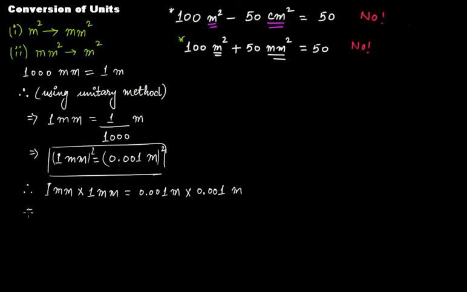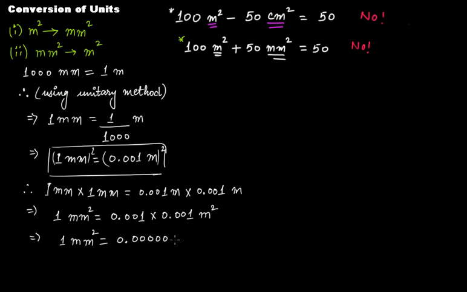This gives you 1 millimeter square is equal to 0.001 times 0.001 meter square, because this is meter, this becomes meter square. This gives you 1 millimeter square is equal to 0.000001 meter square, that is 5 zeros and 1. So this is 1 millimeter square into meter square. Now we know that 1 millimeter square is equal to this much. So can we calculate the value for 50 millimeter square? Clearly, using again unitary method.